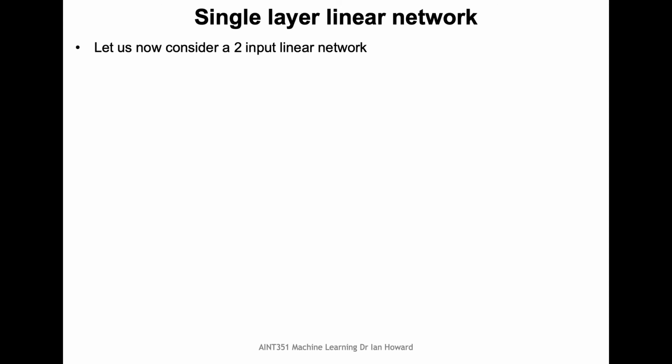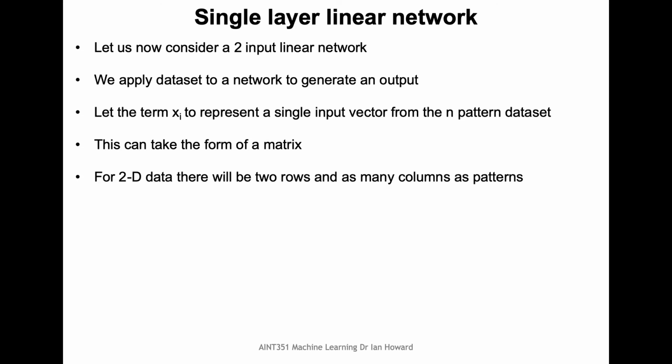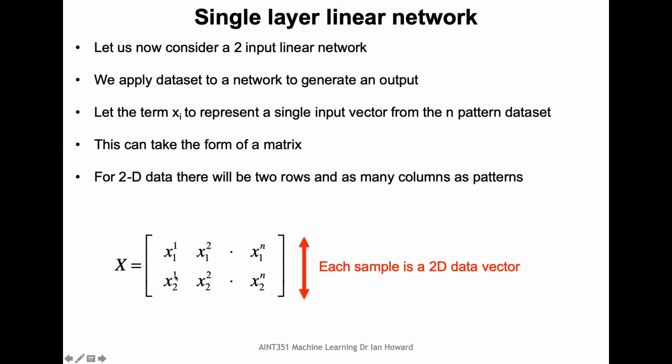First of all, then, let's consider the case when we've actually got two inputs to a network. And what we're going to do is apply the input data set, which is going to represent the data we have available in terms of vectors. So xi is going to represent a single vector out of n from a data pattern data set. And it's going to be basically a vector which is, in this case, two-dimensional. And the overall data set X is going to constitute a series of these vectors. So each vector is two-dimensional.